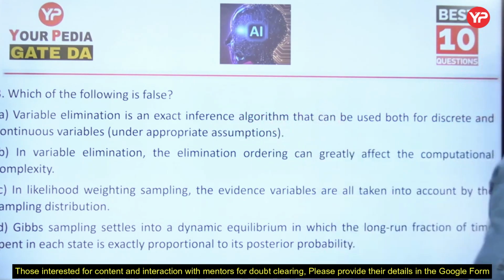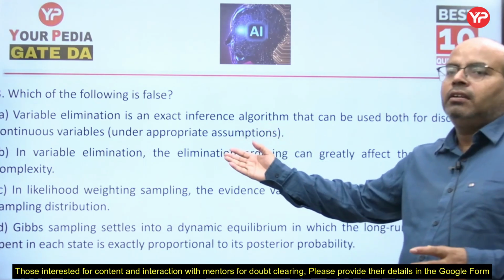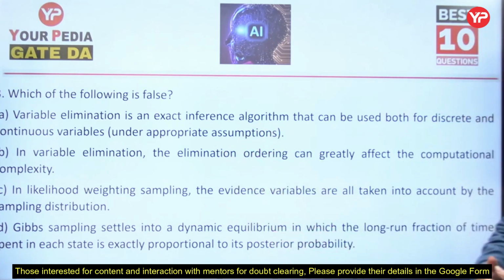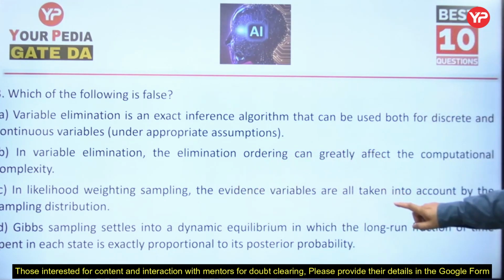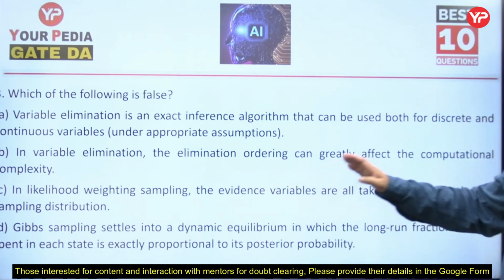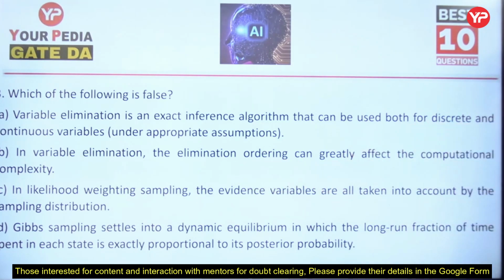So this is correct. B: in variable elimination, the elimination ordering can greatly affect the computational complexity, yes. Variable ordering is very important. Now C: in likelihood weighting sampling, the evidence variables are all taken into account by the sampling distribution. No, that's not wrong, because in likelihood weighting sampling, we take the evidences which are most likely.